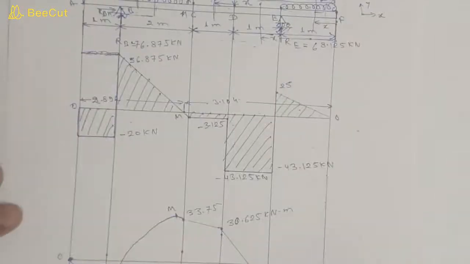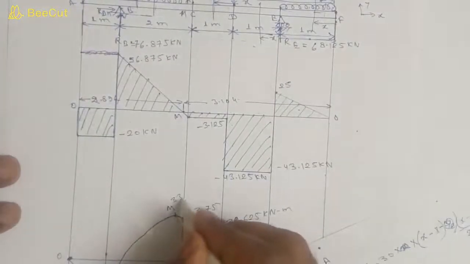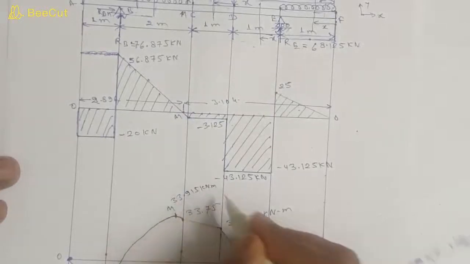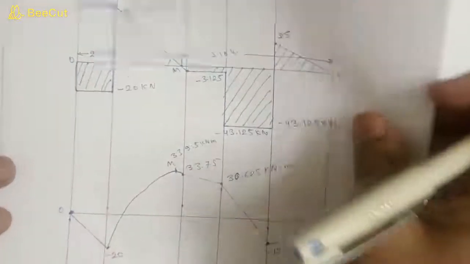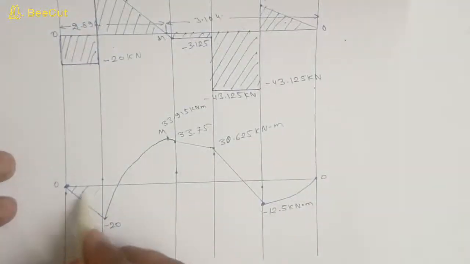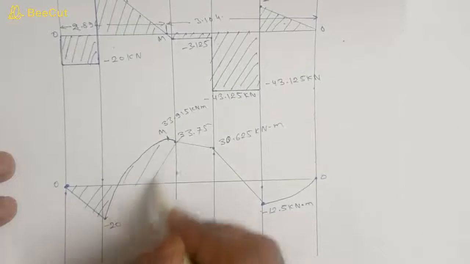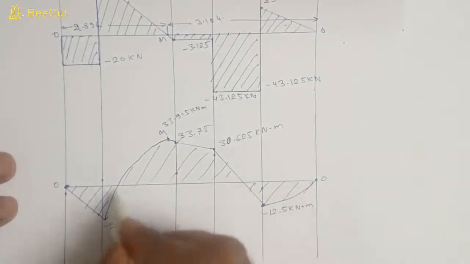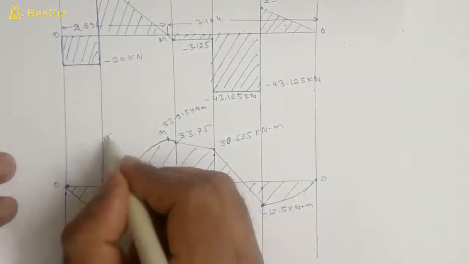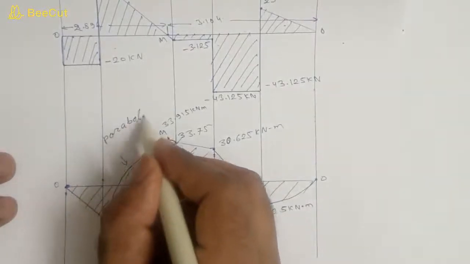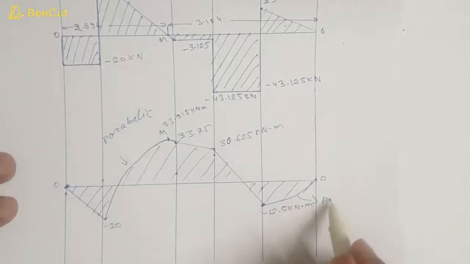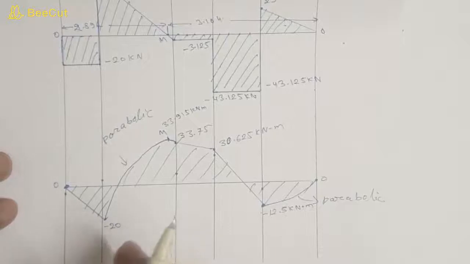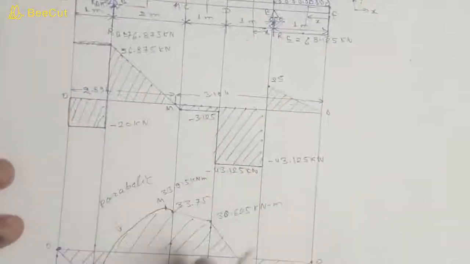So we will put this value, 33.915 kilonewton meter. So we got the bending moment diagram for this beam. So we'll highlight it. So this is parabolic, this is also parabolic. So I hope you understand how to draw the shear force diagram and bending moment diagram for this beam.